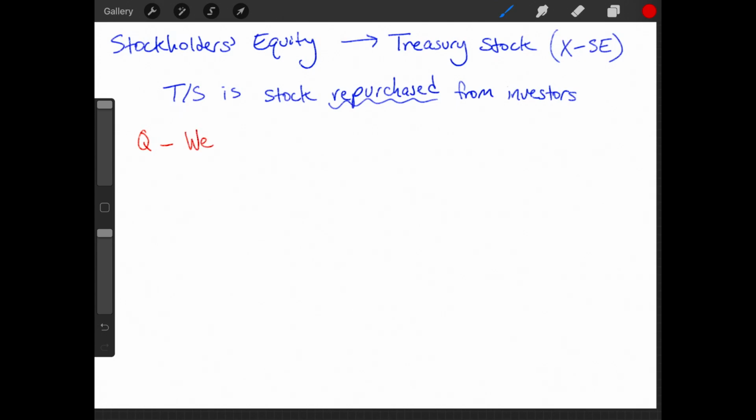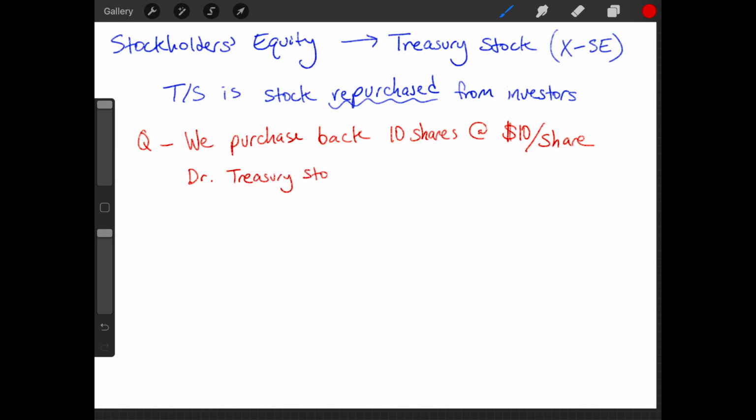So in this question, we're going to say that we purchased back, let's say, 10 shares at $10 per share. Your journal entry is going to look like, first off, a debit to your treasury stock, because it's going to increase with a debit for that 10 shares times $10 per share, or 100. And then you'll credit cash for 100, which is the amount that you actually paid out to receive this stock back.